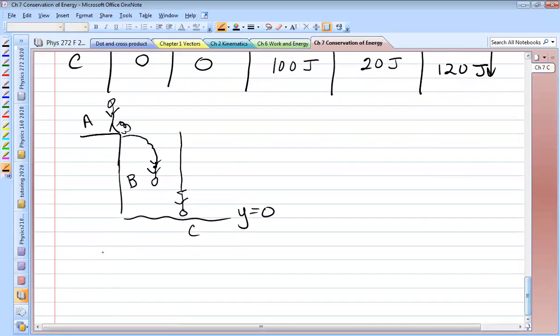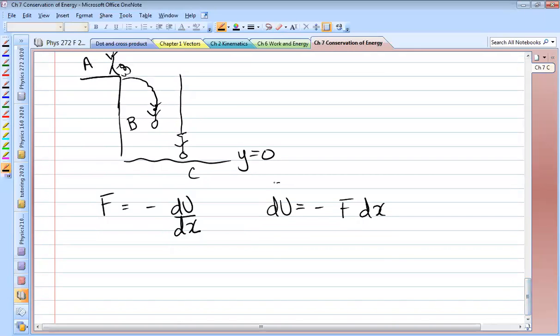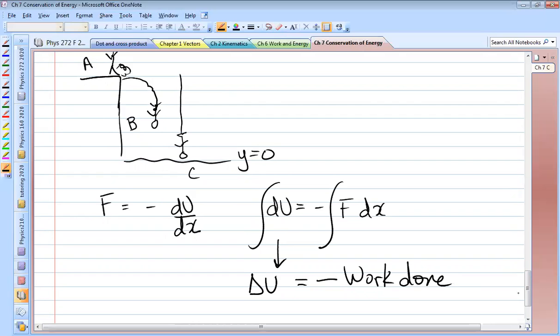Okay, and the last equation on this formula sheet is that the force is negative dU/dx. Now where that comes from is that it's a differential equation, which means this is a derivative. But if I want to make it an integral equation, I cross multiply and I get dU equals negative F dx. And you'll see here that when I integrate both sides, this becomes the change in potential energy. And this is the negative work done, which we already had, the very first equation we did here.